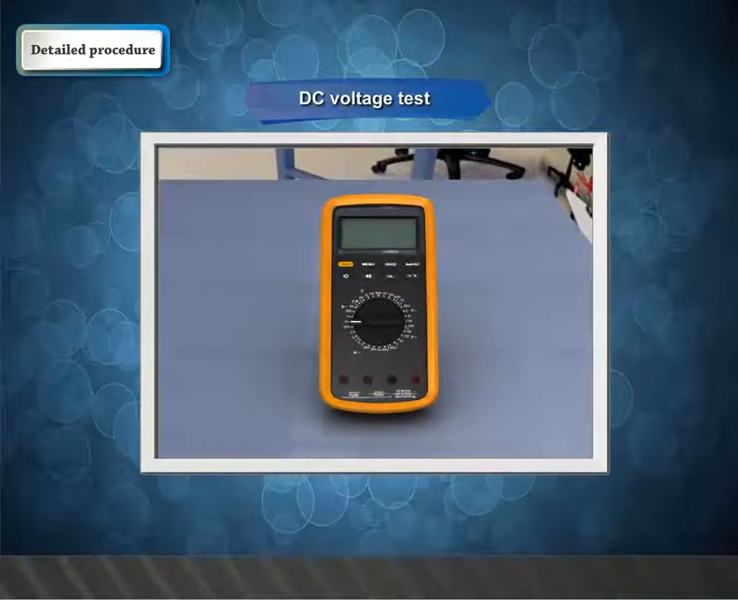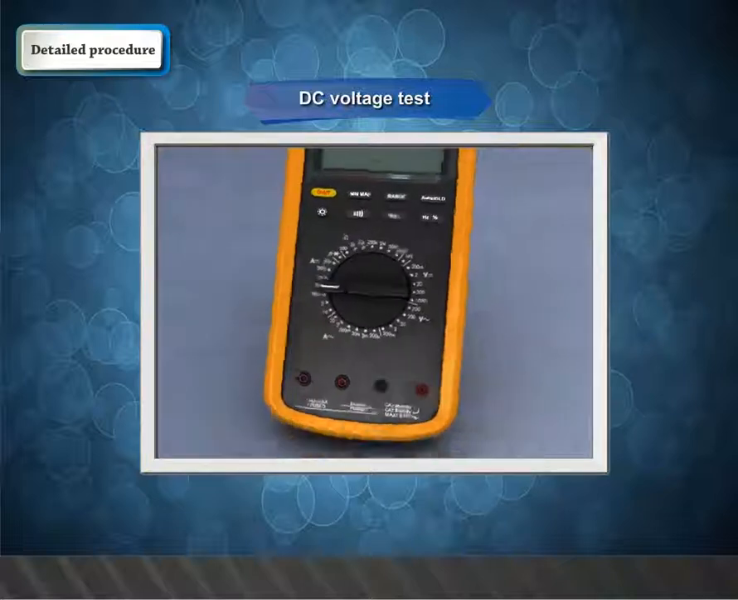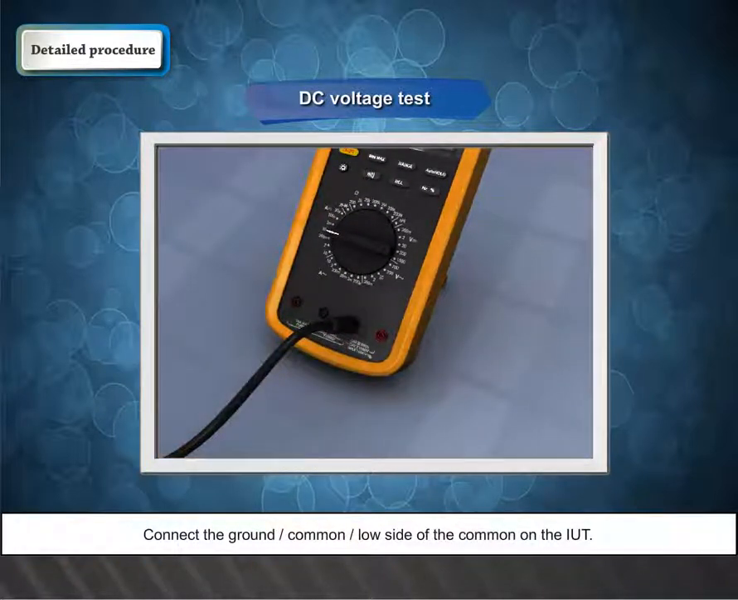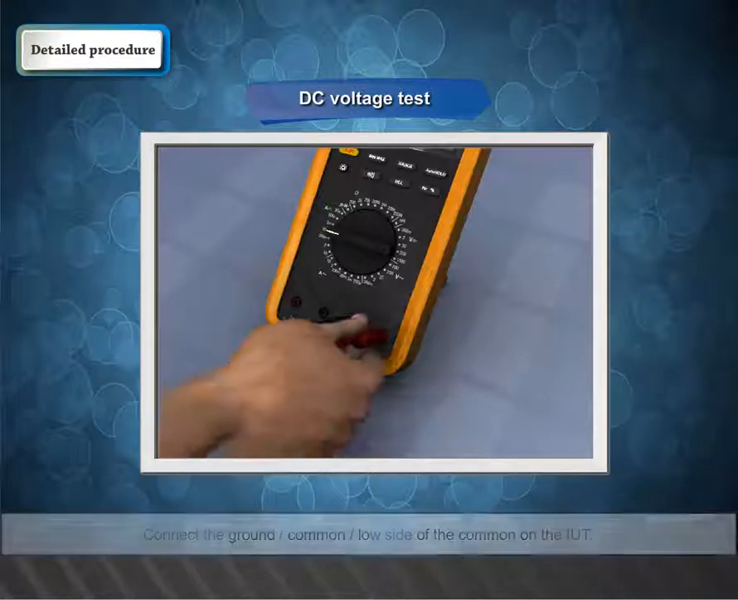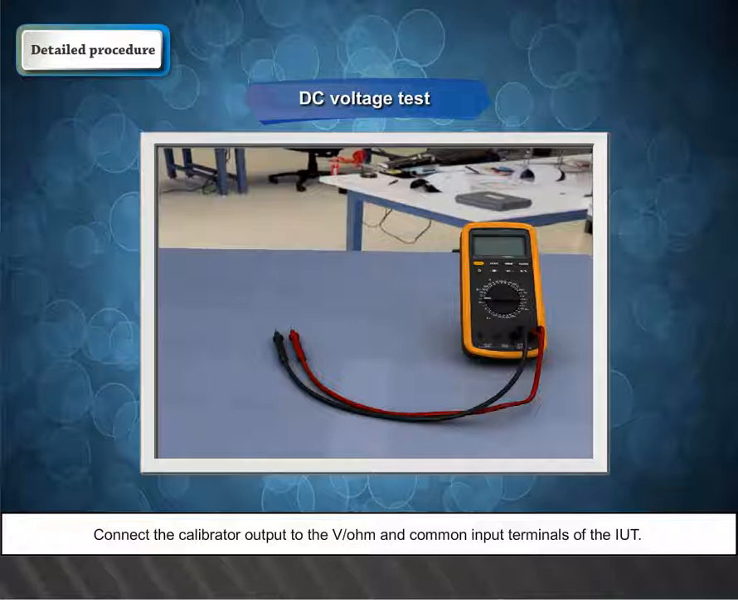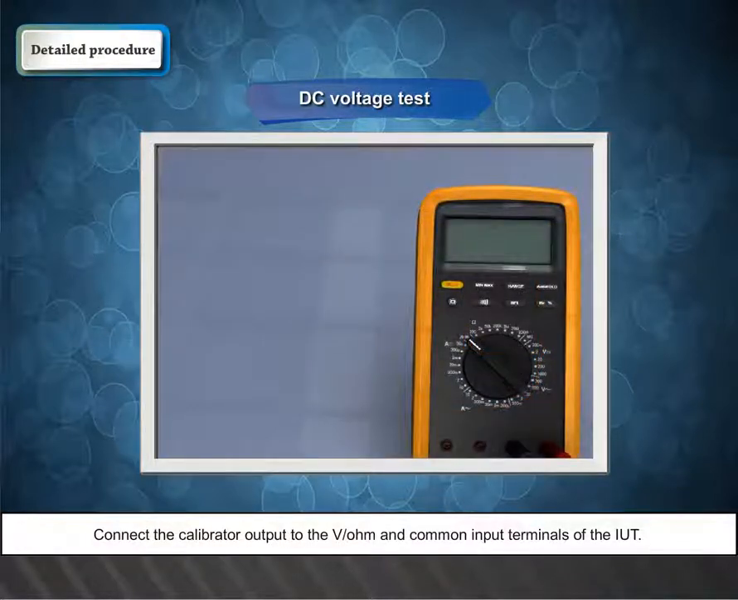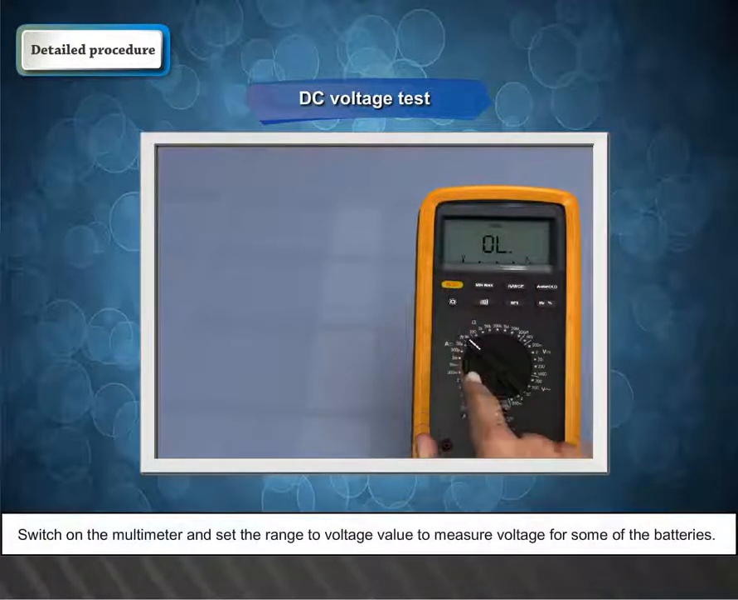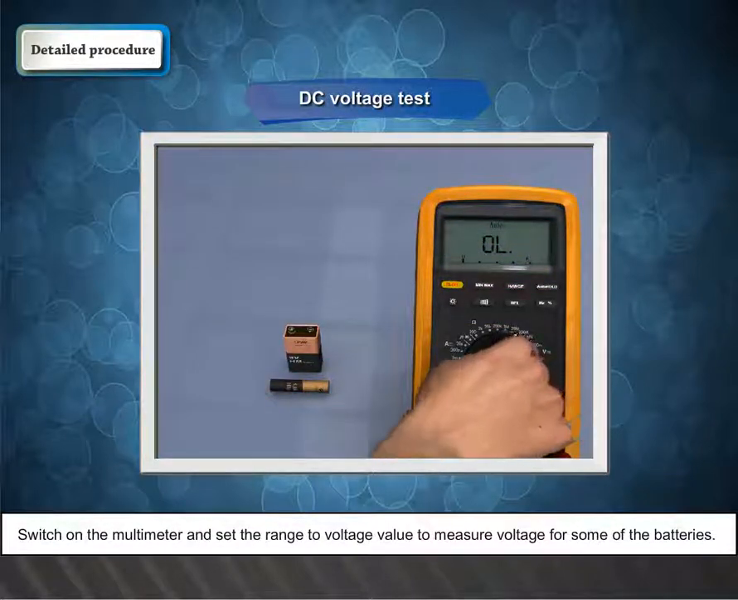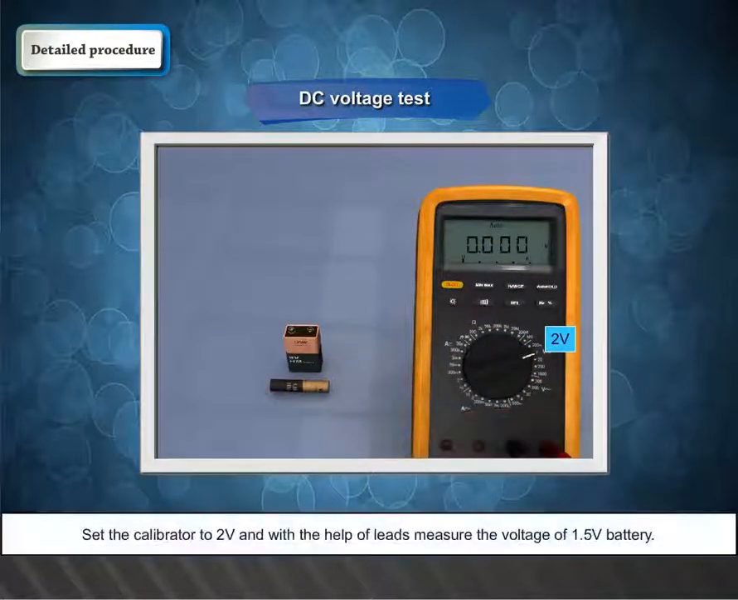DC voltage test. Connect the ground, the common, low side of the common on the IUT. Connect the calibrator output to the volt per ohm and common input terminals of the IUT. Switch on the multimeter and set the range to voltage to measure the voltage of some batteries.